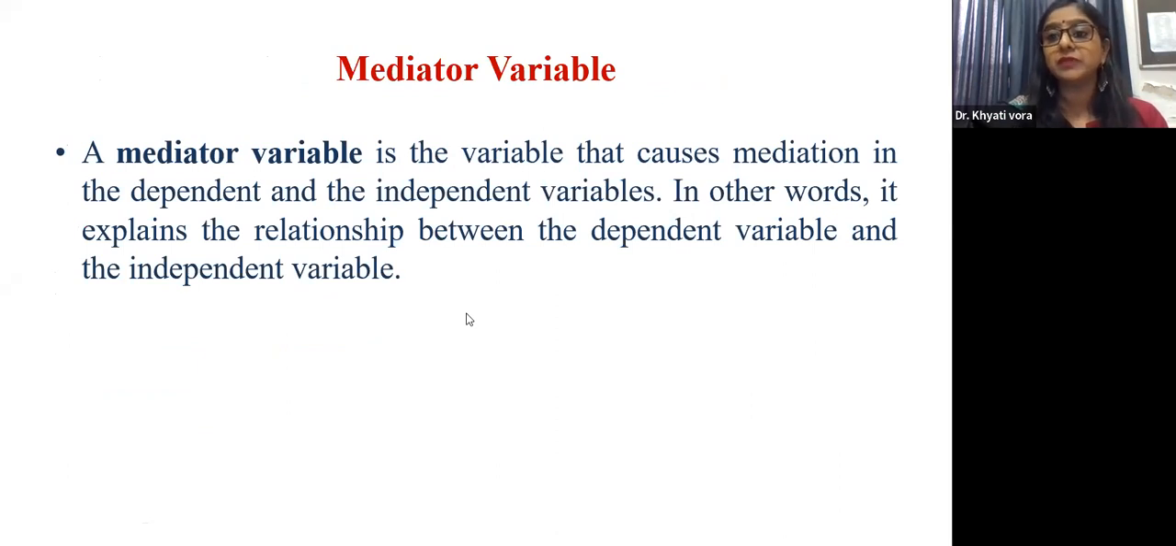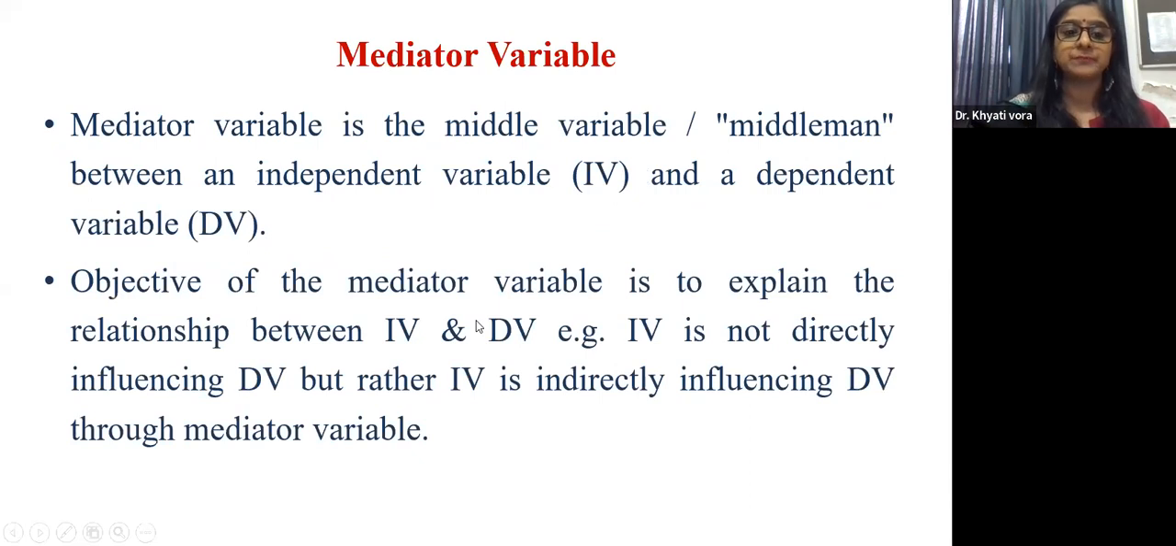Mediator. Now there are variables which may not have a direct relationship, but they are the cause of the relationship between two variables. Correct. So mediator variables, or the mediating variables, cause mediation, or they are the middleman between the two variables. If they vanish, the relationship doesn't exist. If they are there, there is a relationship. How to understand this with an example? It is a middle value between the IDV and DV. IDV is independent variable, DV is dependent variable.